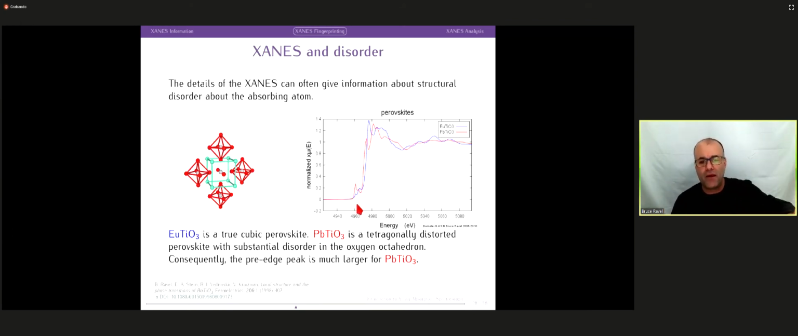The point I'm making is that armed with a little bit of knowledge of how these materials work, you can look at the size of this early peak in the spectrum and know whether your perovskite is a true cubic material, like europium titanate, like strontium titanate, or if it's distorted in some way, like lead titanate, like barium titanate. These are things you can tell at a glance by looking at that peak. You can tell something about the amount of distortion away from beautiful centrosymmetry, like in europium titanate, at a glance in the spectra.